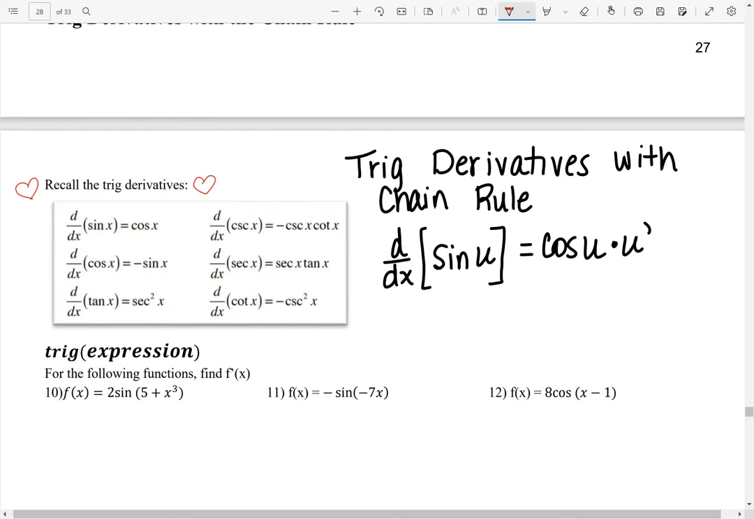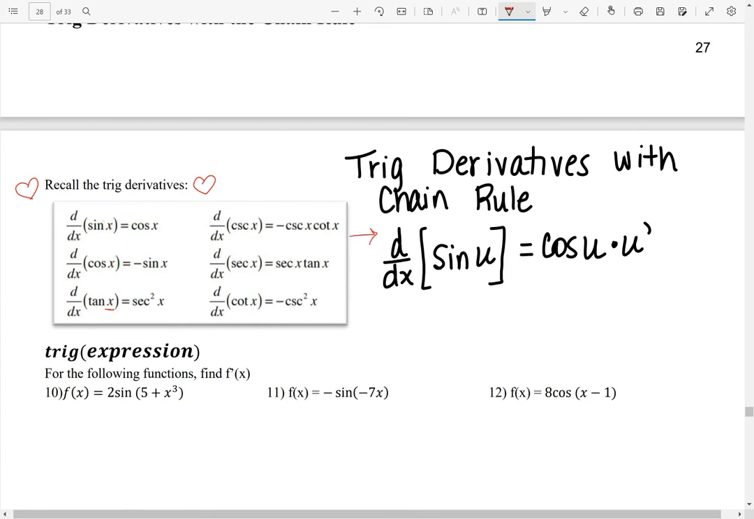Now we're going to start to see trig derivatives with the chain rule. So in the last lesson, every time you had to take the derivative of sine, cosine, tangent, secant, cosecant, or cotangent, it was all just sine of just x. Now it's not going to be just x. Now you might see sine of x squared, or cosine of 3x minus 4. There'll be more of an expression inside that trig argument.